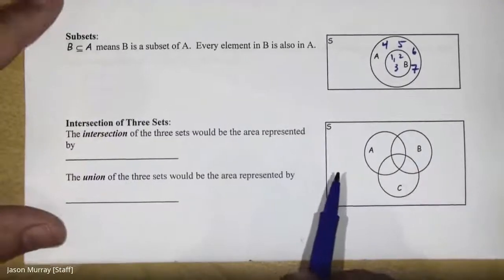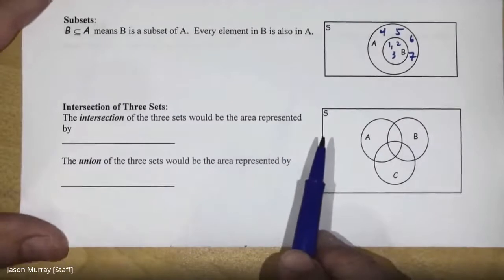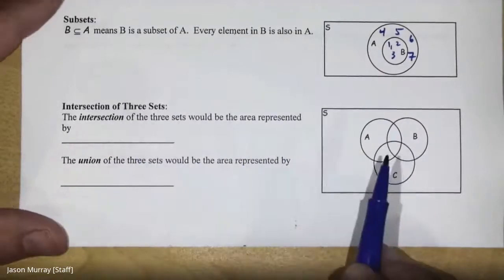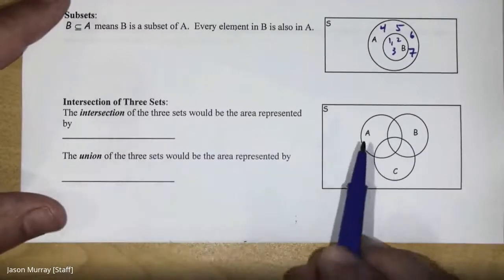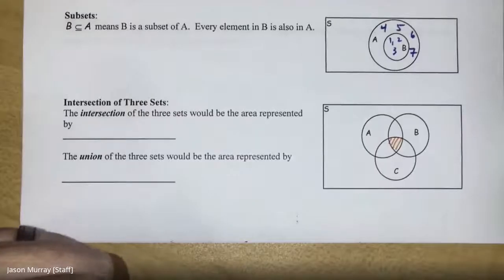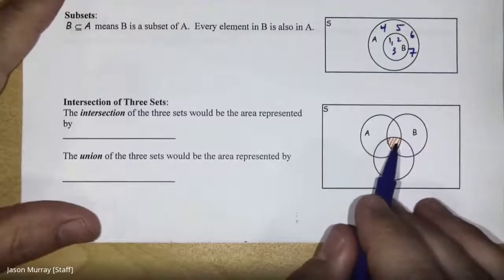And finally, this picture, which is crazy, but it's an intersection of 3 sets now. The intersection of 3 sets would be the area represented by where? What area would be representing the intersection of all 3 of these, A, B, and C? Hannah? The center, like the rounded triangle. Yeah, right here. This middle part right there. That's where all 3 of them cross over each other. That's the intersection of all 3.